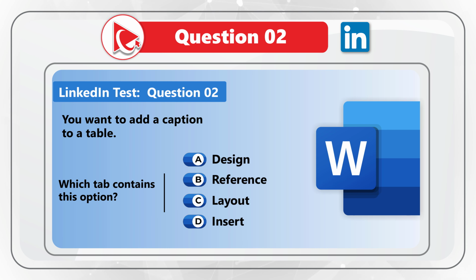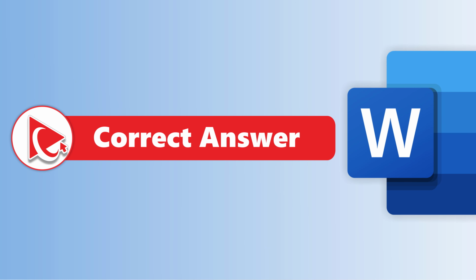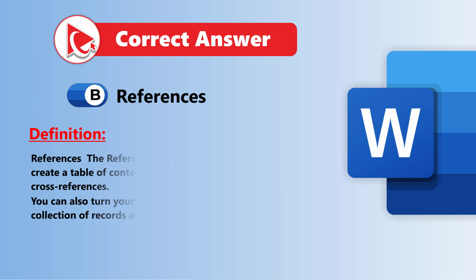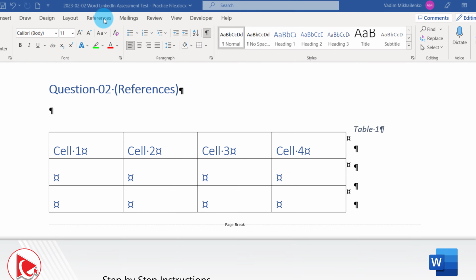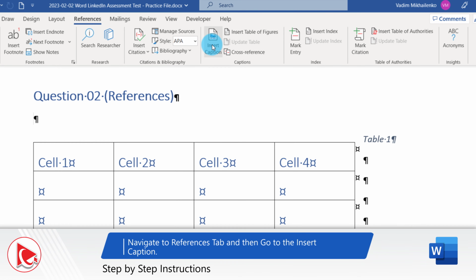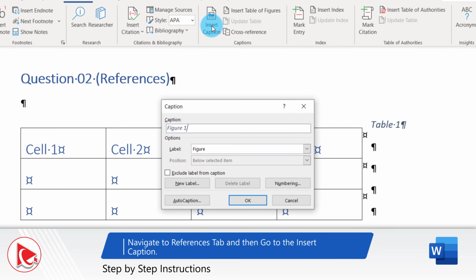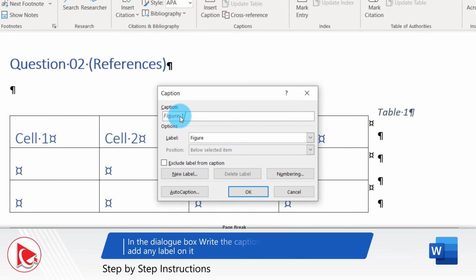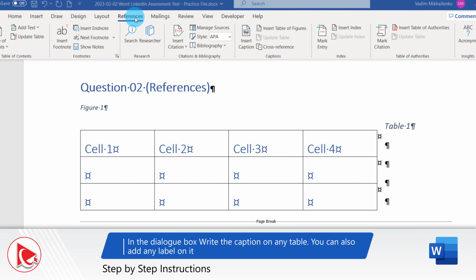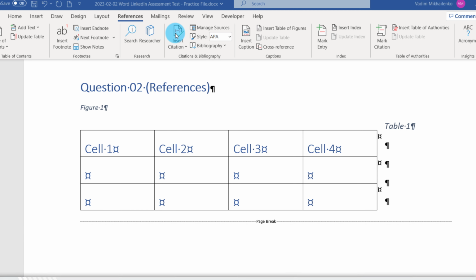Take a close look to see if you can recall which tab contains the caption option. I think the correct choice here is choice B, References. You need to navigate to the References tab and then click Insert Caption. Once you click, you're presented with a dialog box where you need to add a caption and then select Label and decide if you're doing a new label, deciding on numbering, and deciding on auto caption. In addition, the References tab allows you to insert footnotes, endnotes, do some research activities, and also insert citations.